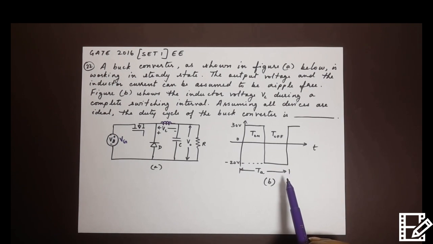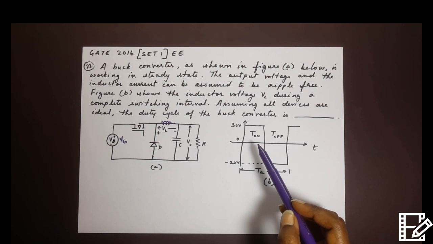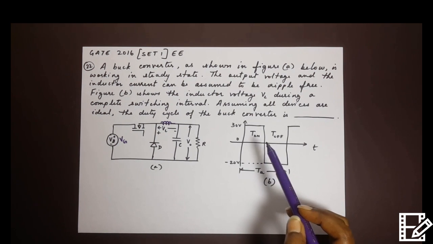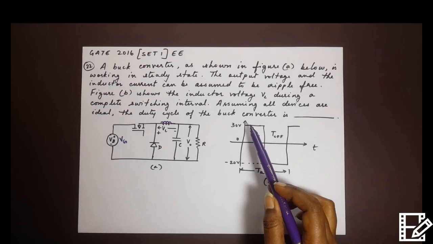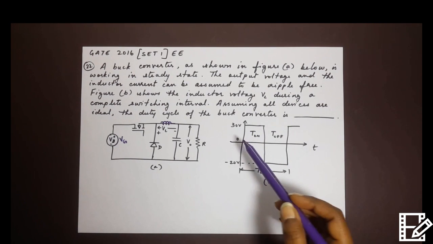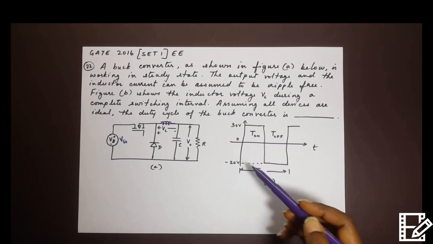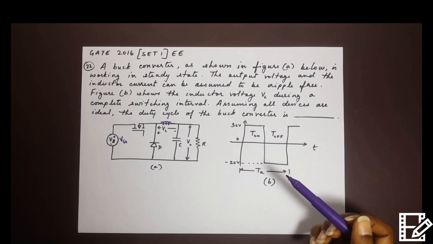And this figure over here, the second figure, shows a waveform which gives us the inductor voltage VL during a complete switching interval, which means when the converter is on and when it is off. You will notice that the voltage range is from 30 volts to minus 20 volts. So we will have to keep that in mind while solving this.